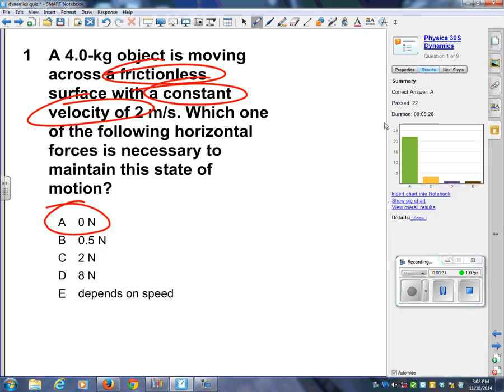Very good. How come then I can't just push a book and it slides forever? Because of friction. It's a frictionless object. Exactly. So frictionless and constant velocity are your key terms there.